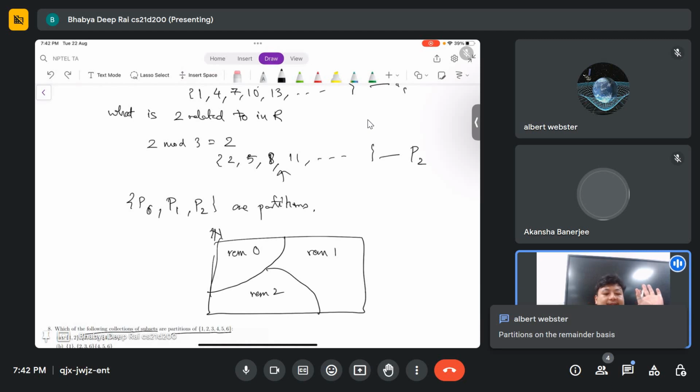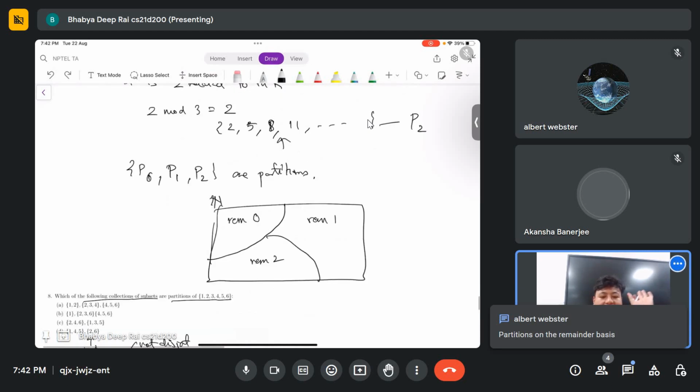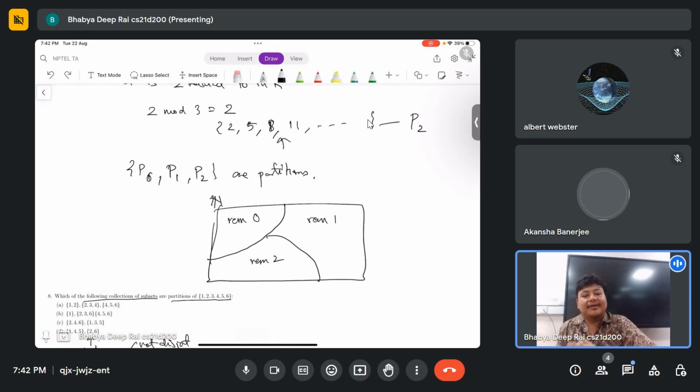Partitions on the remainder basis. That's right, on the basis of remainders. So in some kind of basis, they'll leave a remainder, and usually it will be directly related to the equivalence relation. Therefore, we say, what is the use of equivalence relation? It is used to partition sets into these smaller, disjoint partitions.